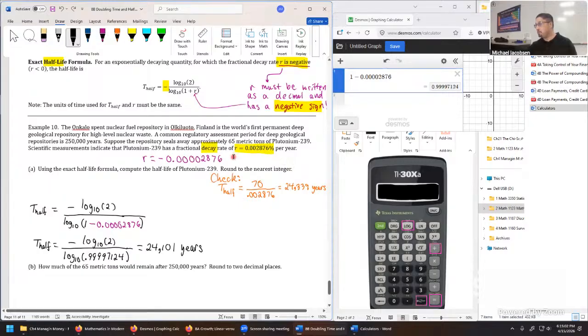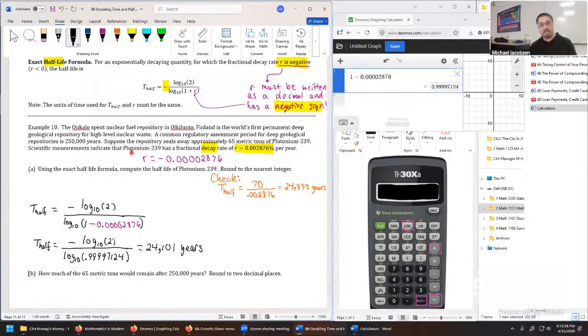If they're storing plutonium-239, a high-level nuclear byproduct of things along the lines of nuclear reactors, lots of this stuff gets produced, not intentionally to build weapons, but just as a byproduct of trying to generate electricity. So we now have on part B, 65 metric tons of this stuff. It's being thrown into the Onklo spent nuclear fuel repository.